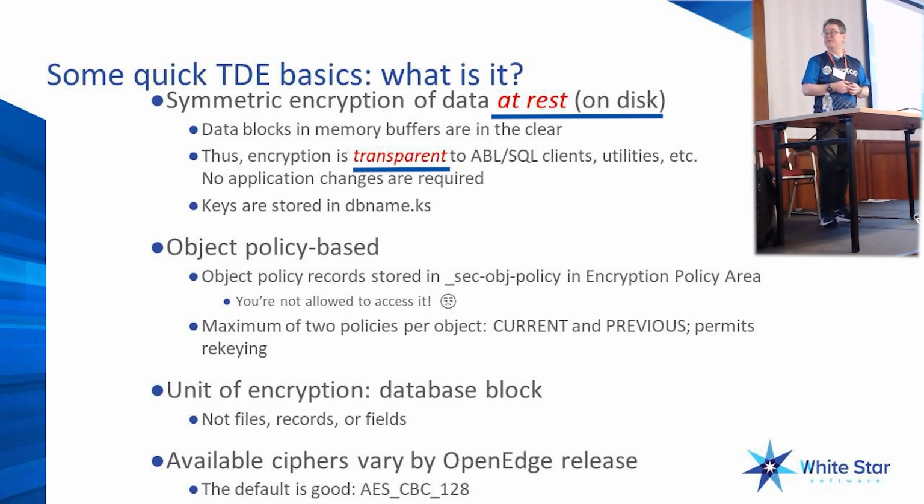The list of ciphers that you can use does vary by release. So if you're planning a deployment, check your release documentation. The default is AES 128. That's a good default. It's a good trade-off between security and performance, and you really shouldn't change that unless you have a compelling reason to do otherwise, like your security team tells you you have to.